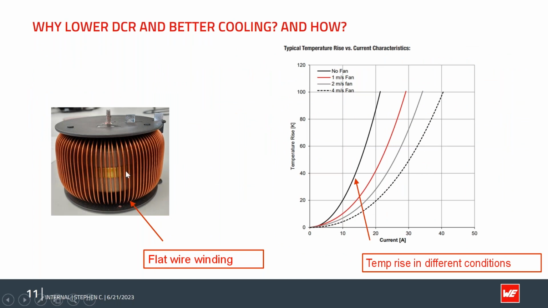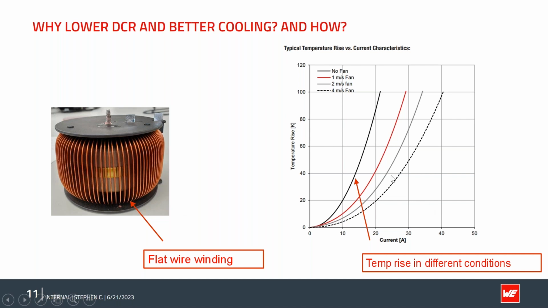So here is a closer look at a photo of the actual part. As I mentioned earlier, this PFC series uses flat wire, to allow us to get a lower DCR and also has better cooling characteristics. This allows the series to achieve higher rated current and lower losses.